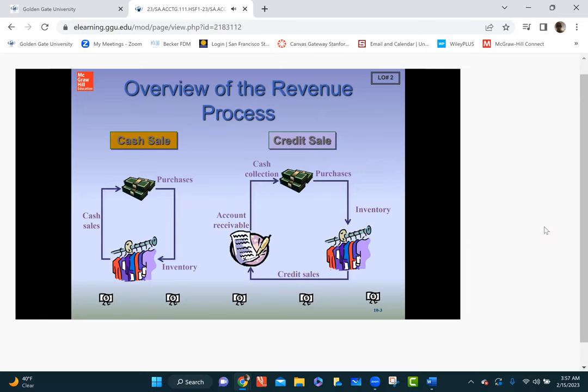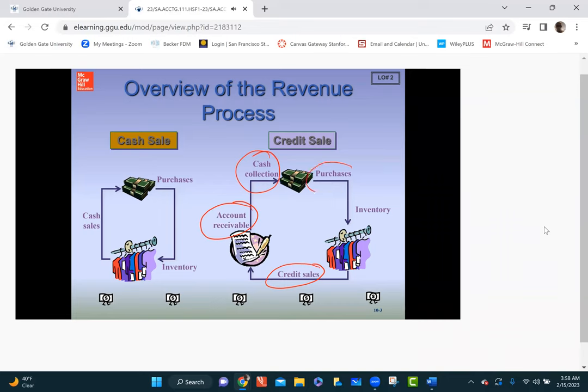And so we have our credit sales. When they say credit sales, we credit revenue, we credit sales, that's an accounting credit, but then credit sales means sales on credit. That leads to what? That leads to an account receivable that ultimately leads to cash collection, we hope.